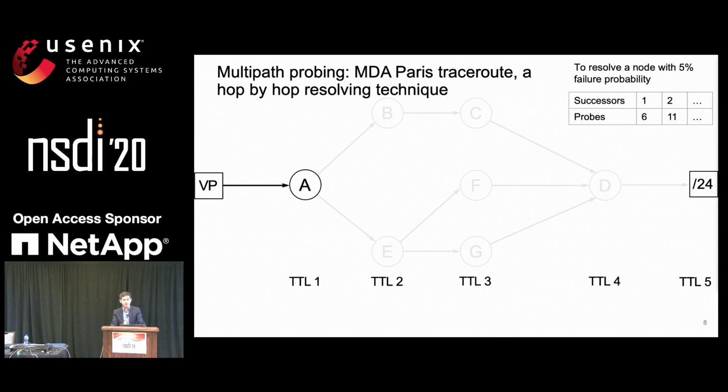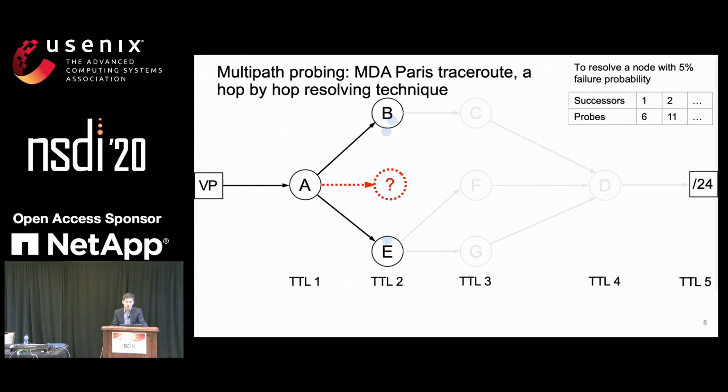Let's say we have discovered A at TTL1, and now we are trying to discover the successors of A. If I send one probe at TTL2 with a destination in the /24, I will discover one interface. Let's assume here it's B. And if I send a second probe to hop 2 with a different destination in the /24, because it's the first time I use this destination, I do not know which path it will take, and maybe I will rediscover B. And eventually, with the third destination, I will discover E. But nothing tells me that A does not have a third successor.